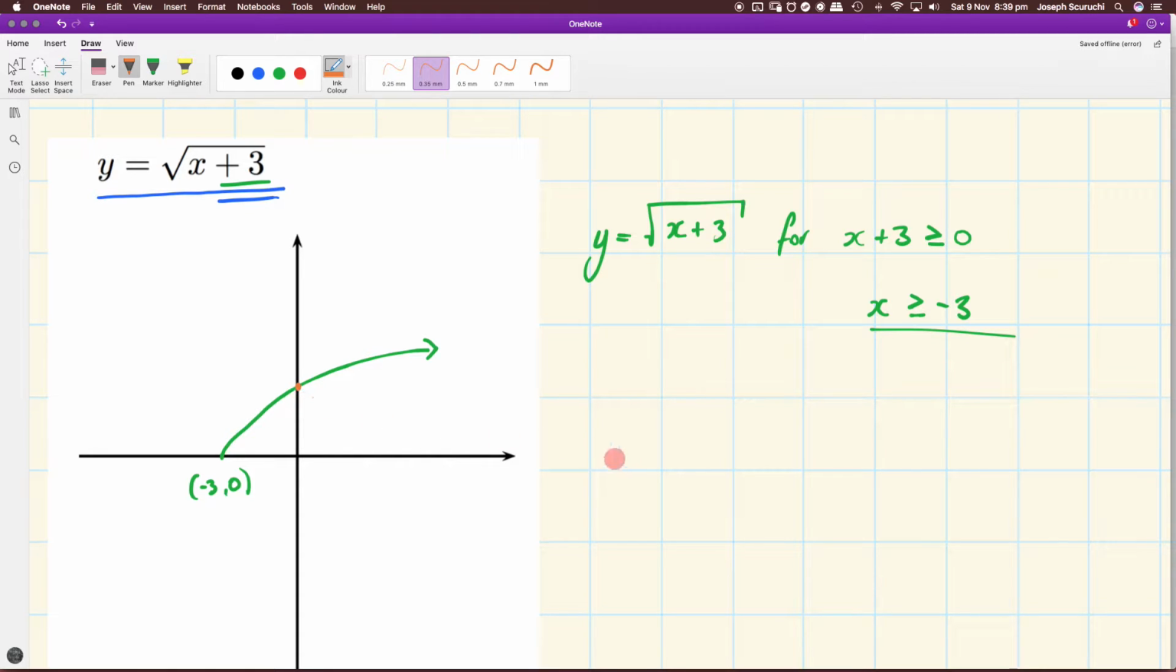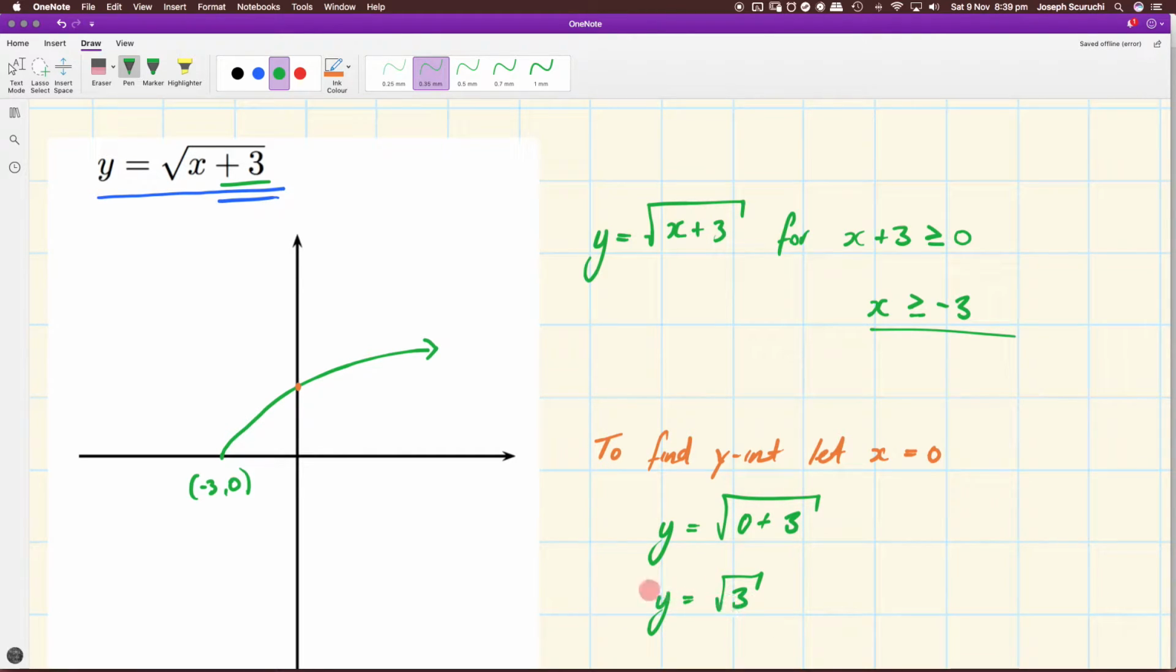Another thing we have to be careful of is making sure that I tell you where my y-intercept is. So to find the y-int, let x equal 0. So we'll get here, I'm going to go y equals the square root of 0 plus 3. I'm going to get y equals the square root of 3, which means here, this is going to be 0, the square root of 3.